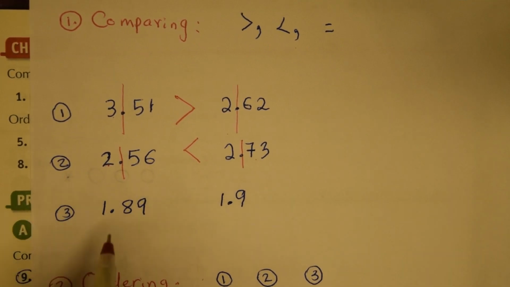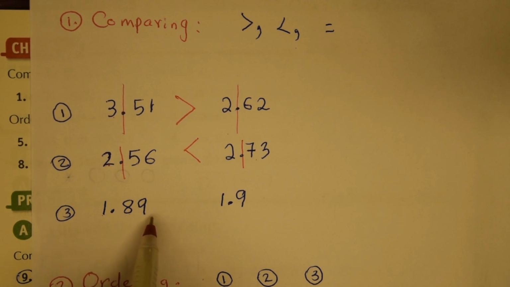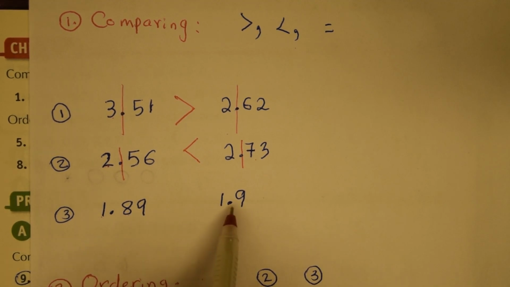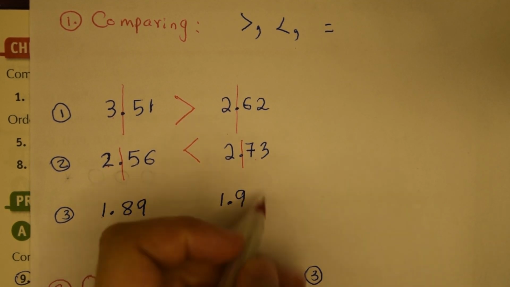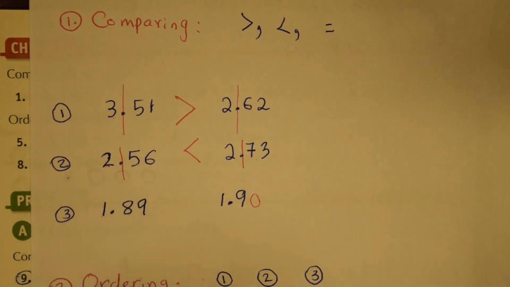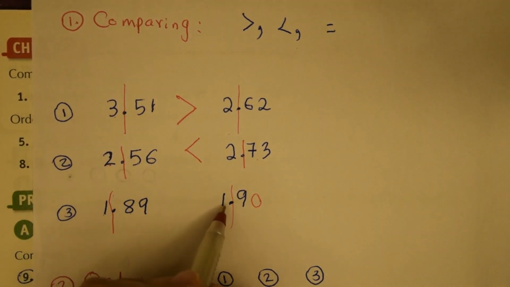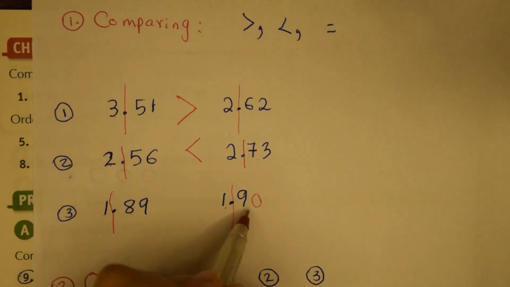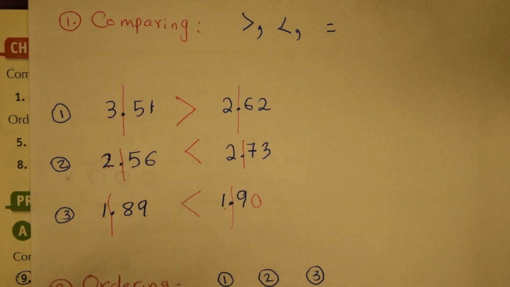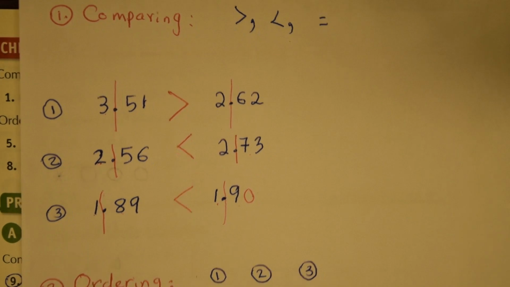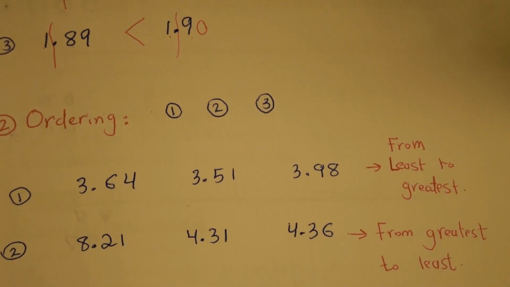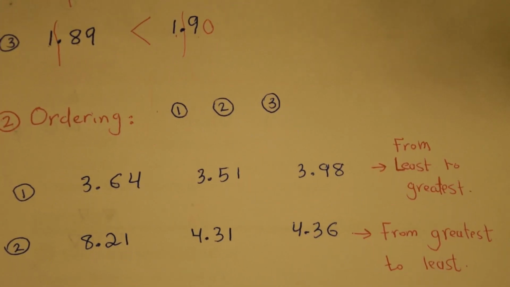Now for number 3, I have numbers in the ones, tenths place and hundredths place. Here I have 1 in the ones and 9 in the tenths place, but I don't have any number in the hundredths place. So here I have what? 0. Now I will start comparing. I will put here the line: 1, 1, 8, 9. So 9 is greater.